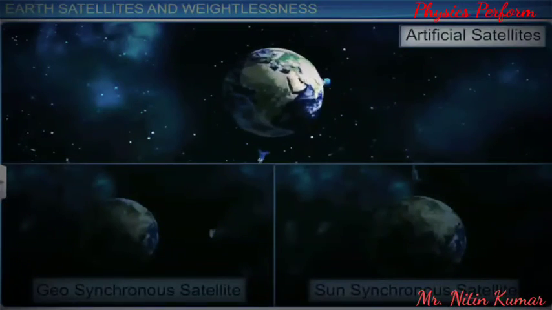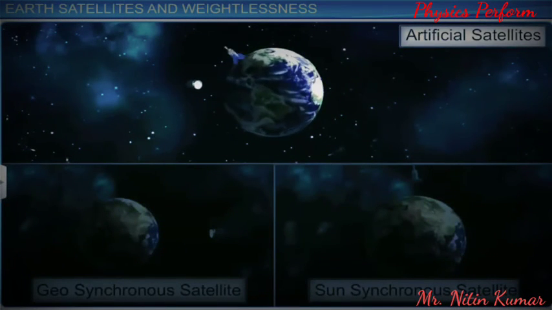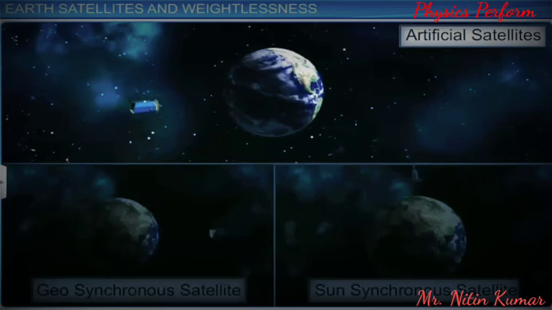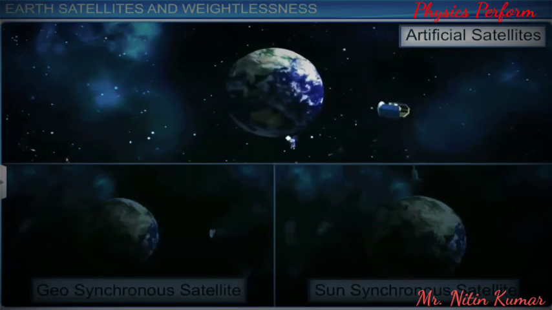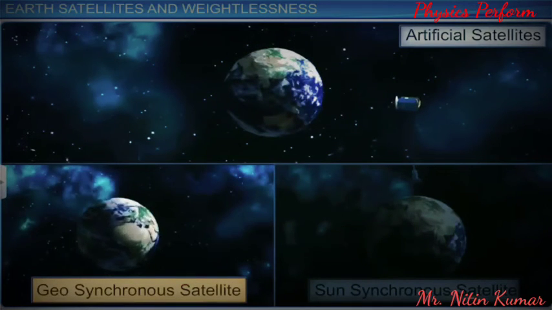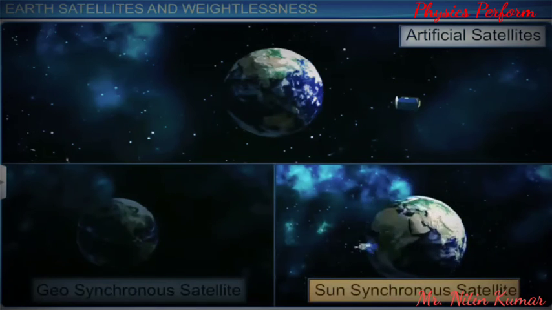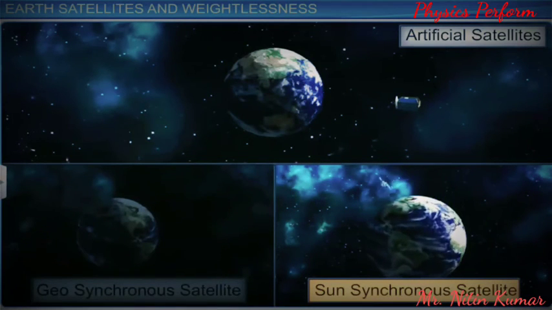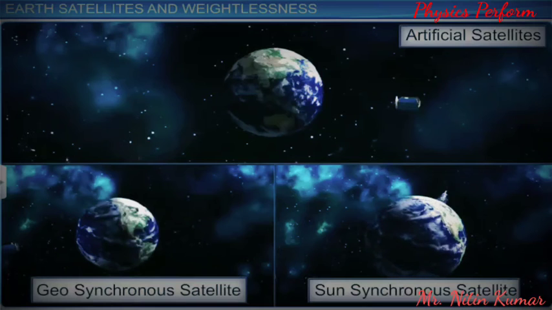In a broader sense, there are two categories of artificial satellites, namely geosynchronous and sun-synchronous satellites. First, you will learn about geosynchronous satellites.